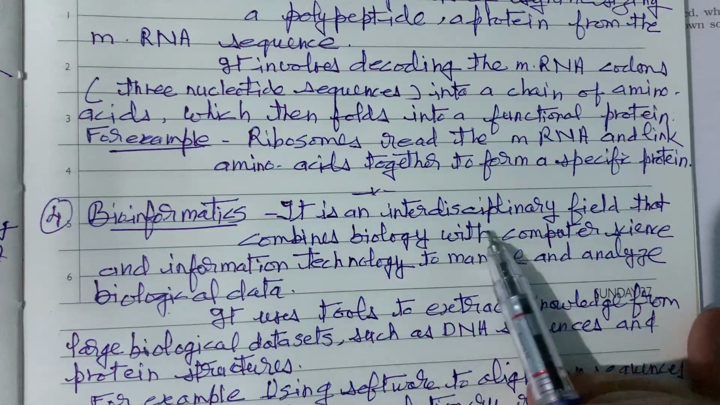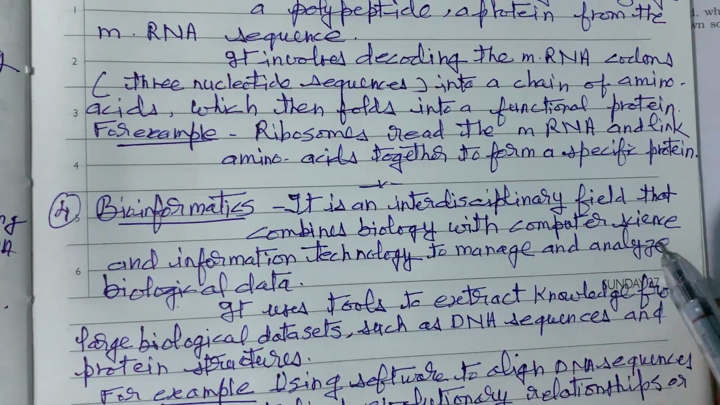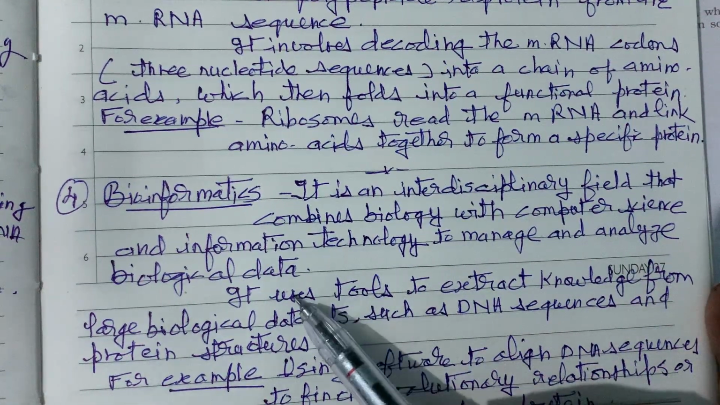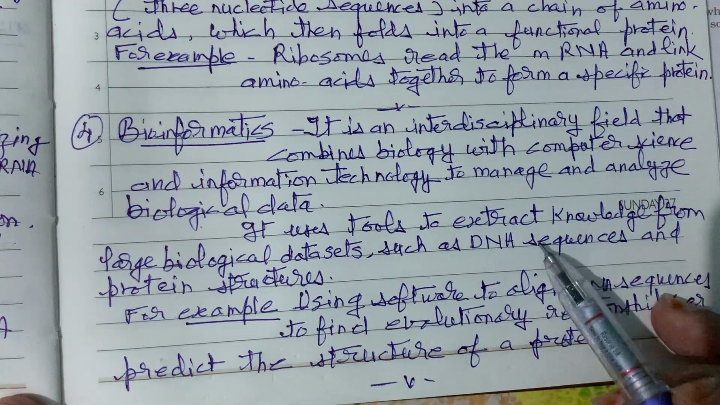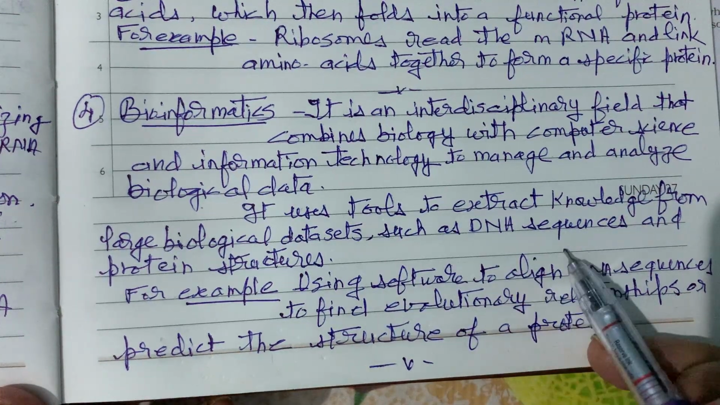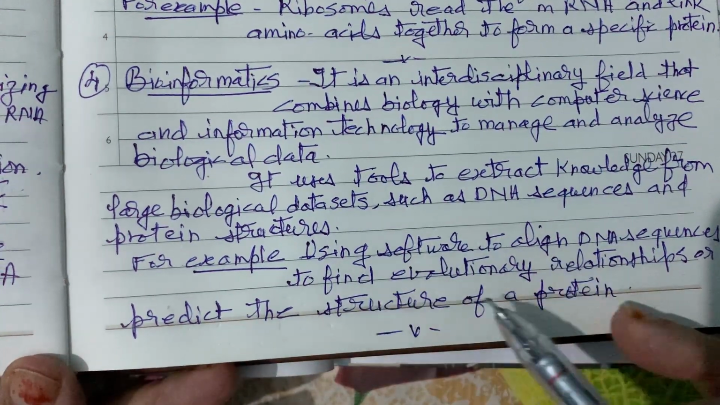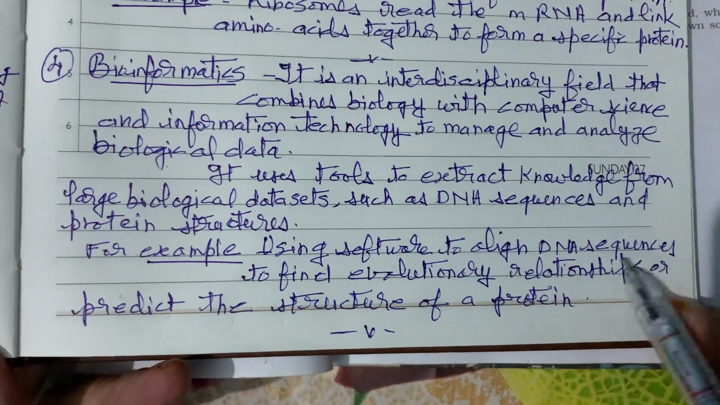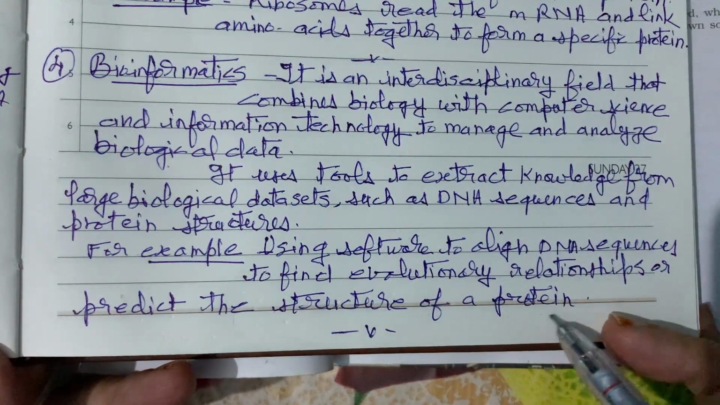Bioinformatics. It is an interdisciplinary field that combines biology with computer science and information technology to manage and analyze biological data. It uses tools to extract knowledge from large biological data sets such as DNA sequences and protein structures. For example, using software to align DNA sequences to find evolutionary relationships or predict the structure of a protein.